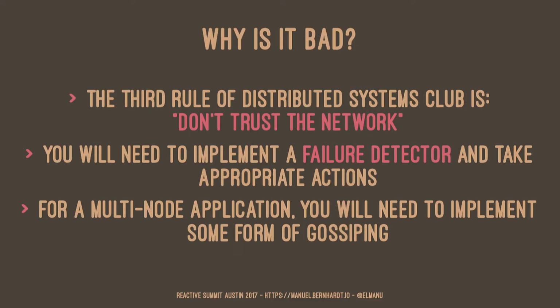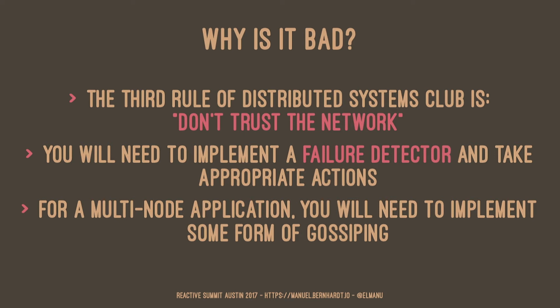So what do you have to do? Well, like the third rule of the Distributed Systems Club is: don't trust the network. Your network will be failing. So you need to detect that the network is failing, so you have to implement a failure detector. And once you have detected failure, you have to make sure that you recover from failure. And if you want more than two nodes, you have to start spreading information as to the state of different nodes, and that you can do.